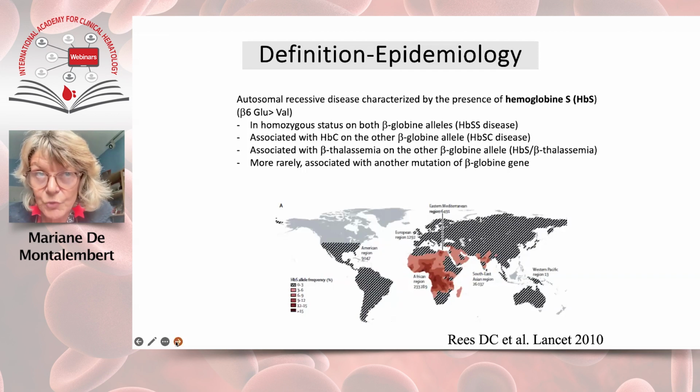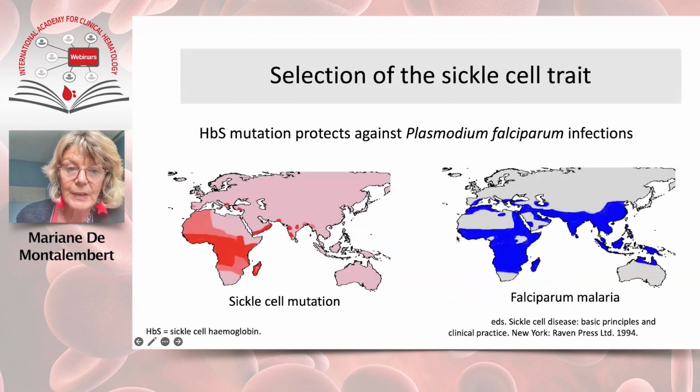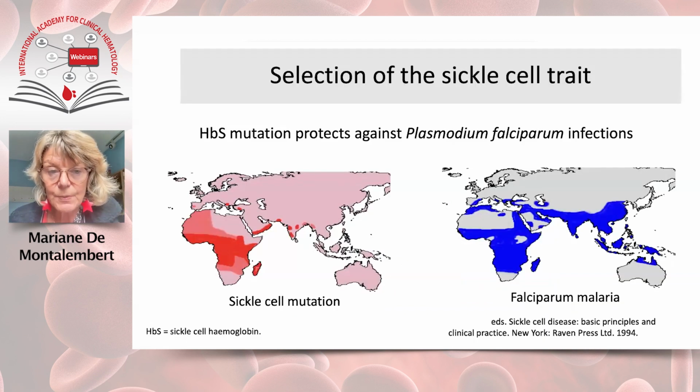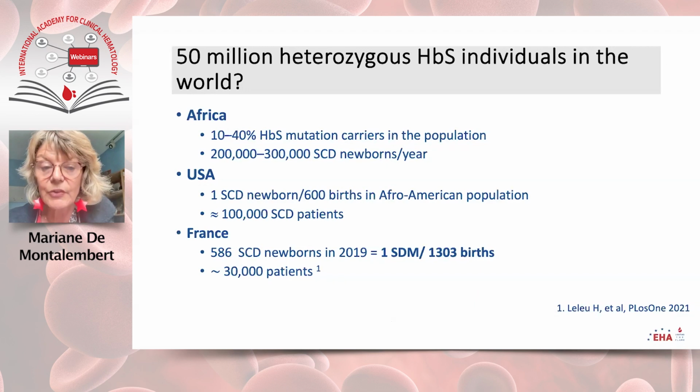When you have a major sickle cell disease syndrome, you may have a double copy of hemoglobin S. But, and this is the most frequent genetic case, alternatively, you may associate HbS with HbC, which is especially frequent in Western Africa, or with beta thalassemia, beta 0 or beta plus, and this condition is more frequent in North Africa and in the Middle East. As you know, HbS mutation protects against Plasmodium falciparum infection.